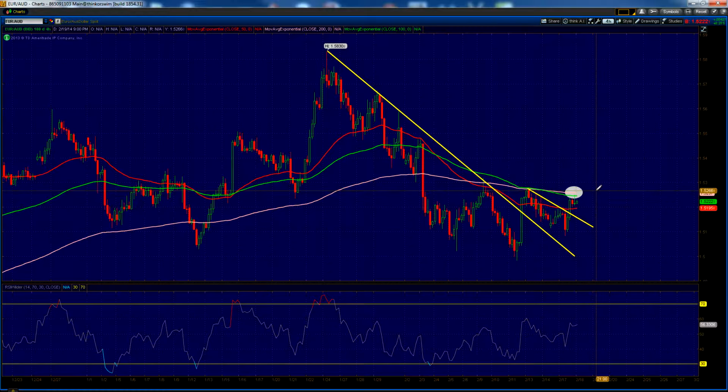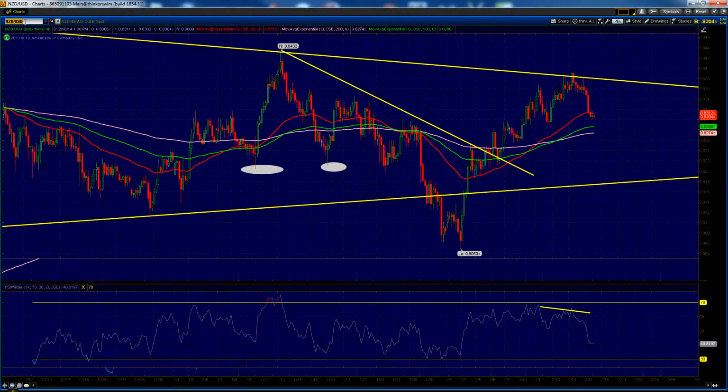So if we do manage to get above, say, 152.50 or so, we could really start to see some acceleration to the upside in Euro Aussie, as I would suspect we may see. There's a decent number of stops kind of hovering above that area right now. So if we do manage to push above there, we could start to see this pair really start to move fairly quickly.